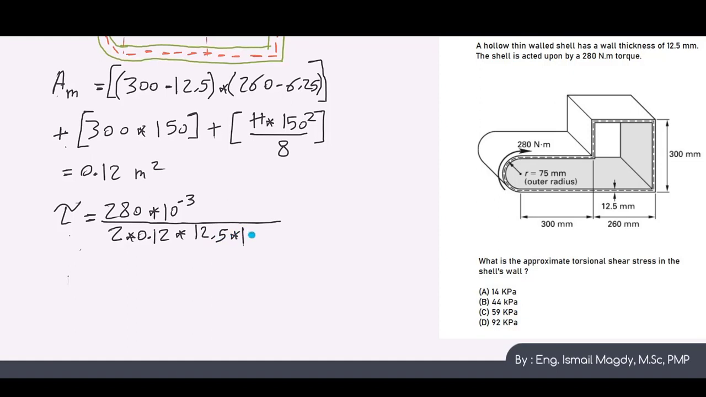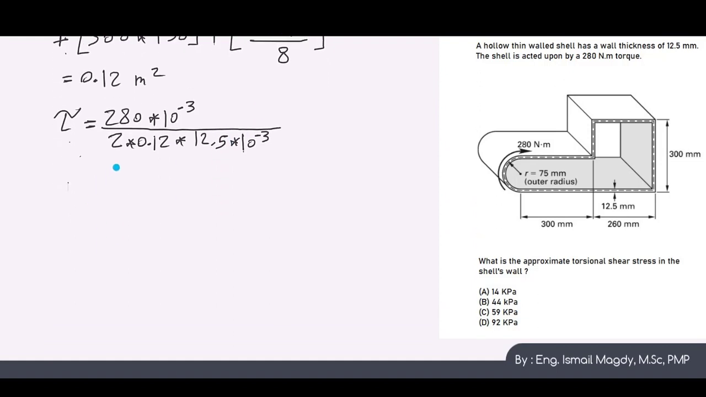We multiply again by 10 to the power minus 3 because we want to convert the millimeters of the t, which is 12.5 millimeter, to meter. So solving this equation, it will result in 93 kilonewton per square meter, which is kilopascal. So the answer is number D, which is 92 kilopascal.